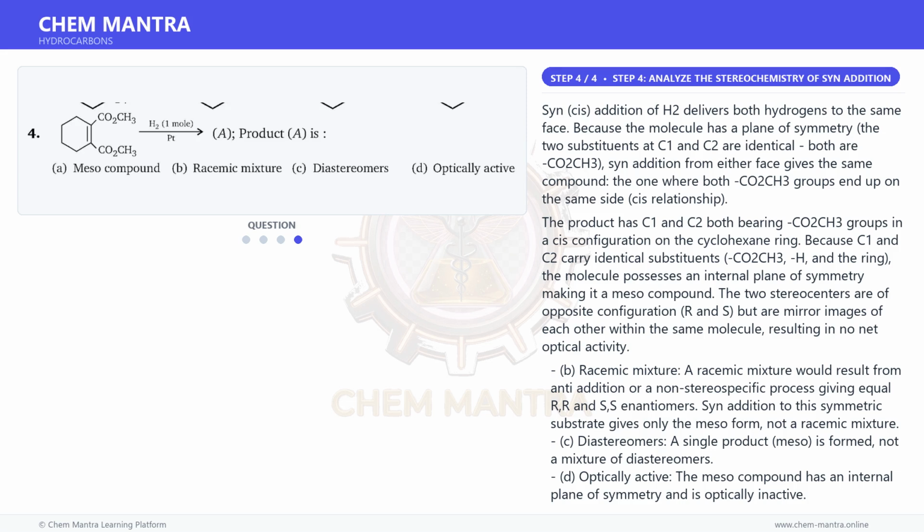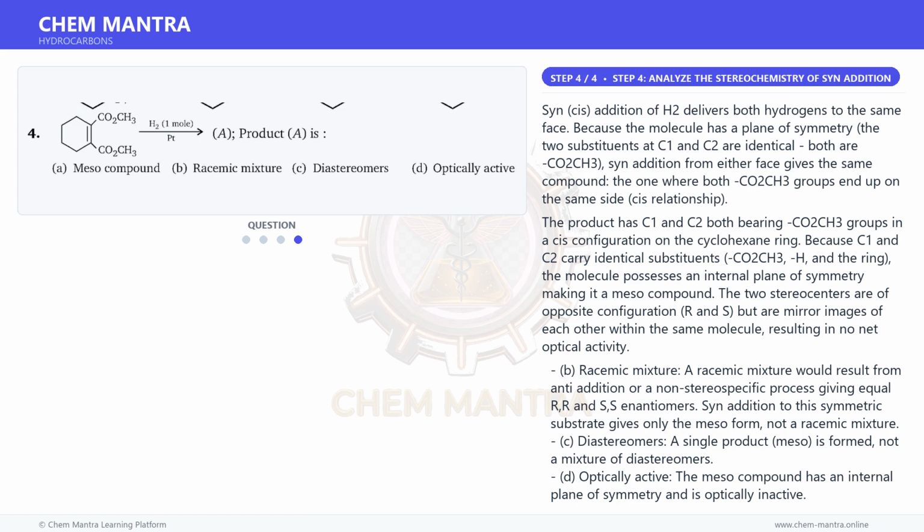Because the molecule has a plane of symmetry, the two substituents at C1 and C2 are identical. Both are CO2CH3. Syn addition from either face gives the same compound, the one where both CO2CH3 groups end up on the same side, a cis relationship. The product has C1 and C2 both bearing CO2CH3 groups in a cis configuration on the cyclohexane ring.